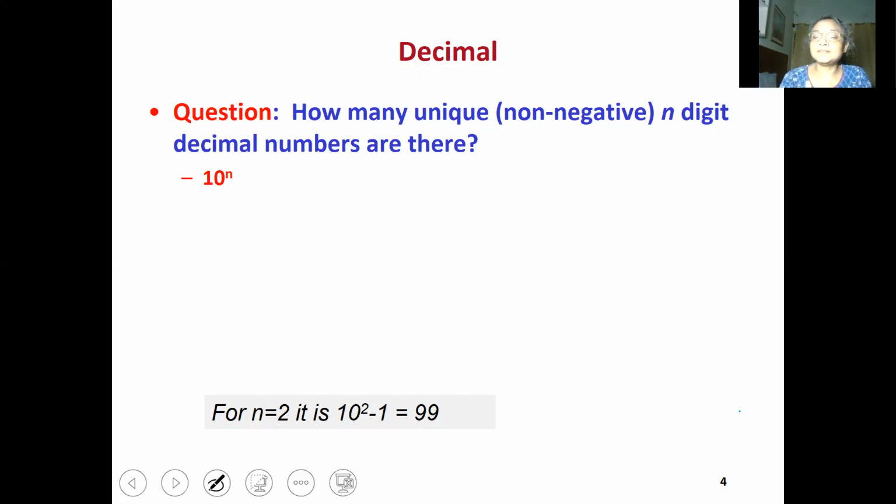For a one-digit decimal number, you can represent 10 numbers from 0 to 9. If you have 2-digit decimal numbers, the first digit can be 0 to 9, the second digit can be 0 to 9, and therefore you can represent 100 different numbers. It is 10 squared different numbers. In general, if you have n digits, each of these digits can represent 10 possible values. So the total numbers are 10 to the power n.